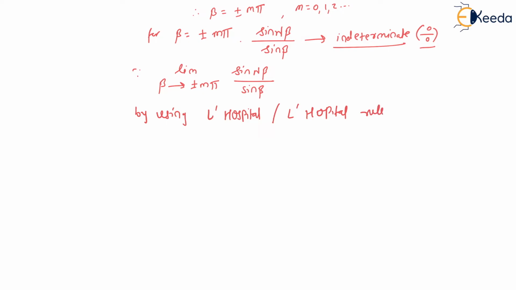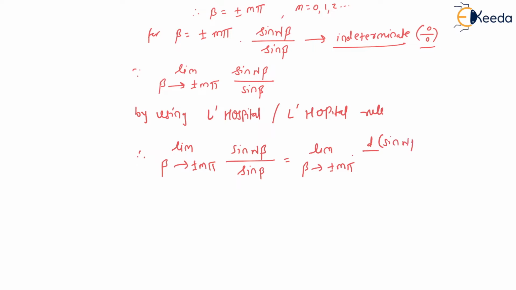So in this rule, what we do is we simply take the derivative of both the terms. So here I'll write this as limit beta tends to plus minus m pi of sin n beta divided by sin beta, which will be equal to limit beta tends to plus minus m pi. Again here I'll write the derivative of sin n beta divided by the derivative of sin beta.